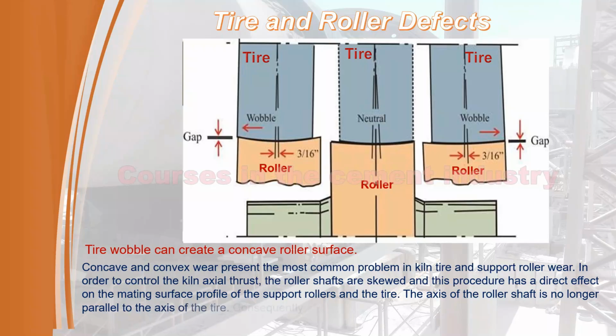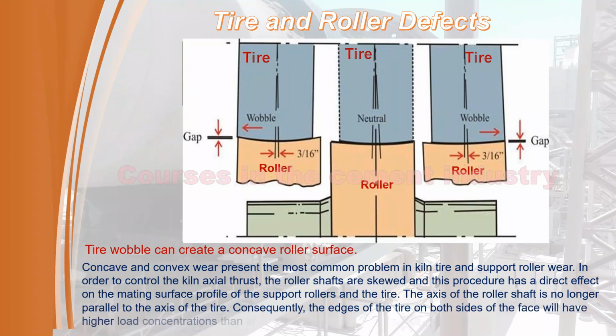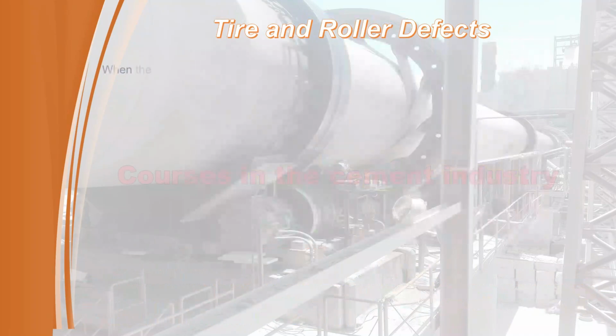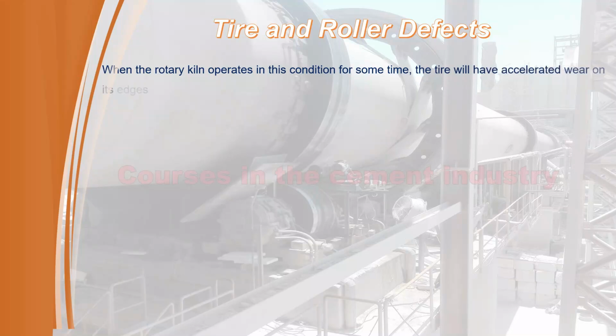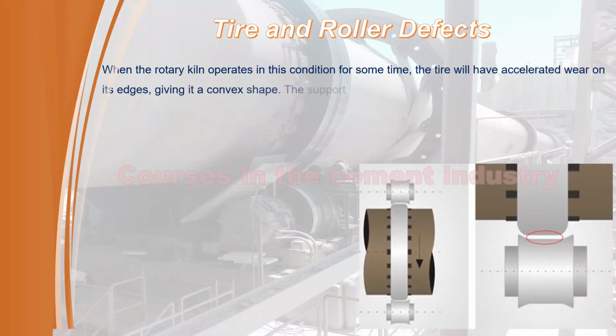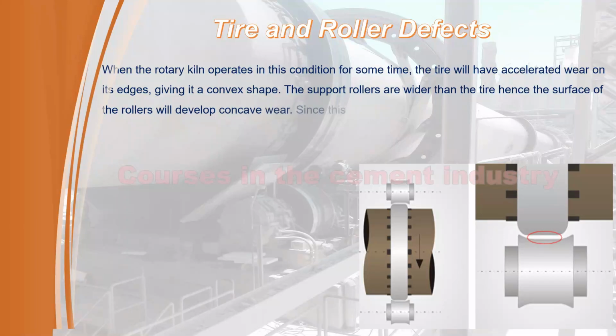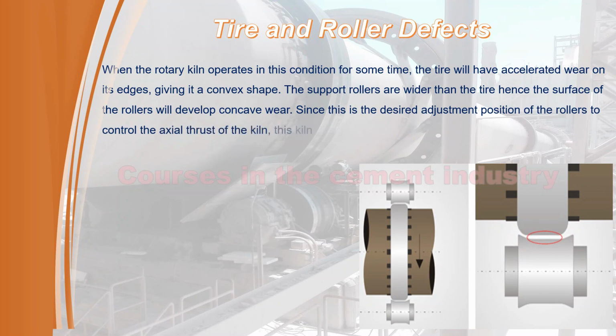The axis of the roller shaft is no longer parallel to the axis of the tire. Consequently, the edges of the tire on both sides of the face will have higher load concentrations than at the center of the tire. When the rotary kiln operates in this condition for some time, the tire will have accelerated wear on its edges, giving it a convex shape. The support rollers are wider than the tire, hence the surface of the rollers will develop concave wear. Since this is the desired adjustment position of the rollers to control the axial thrust of the kiln, this kiln design makes concave and convex wear inevitable.